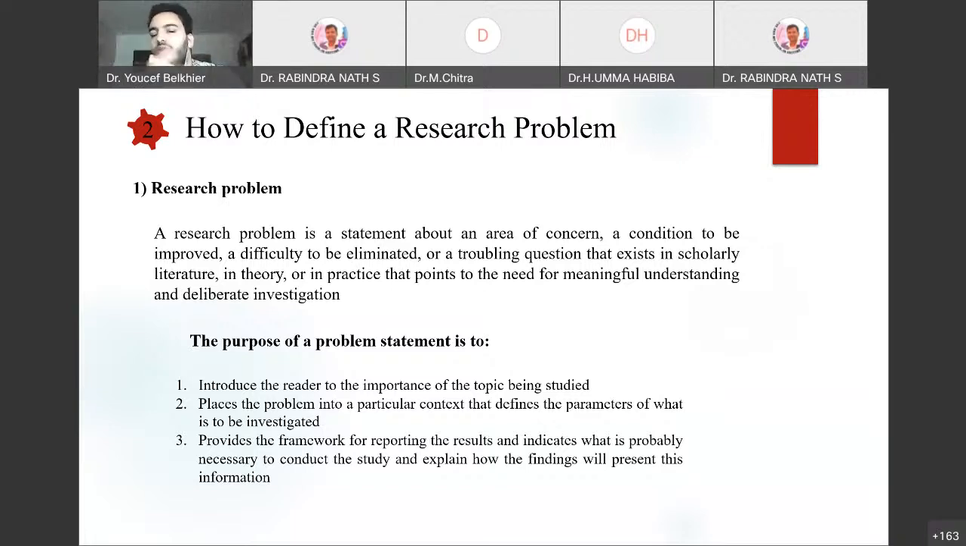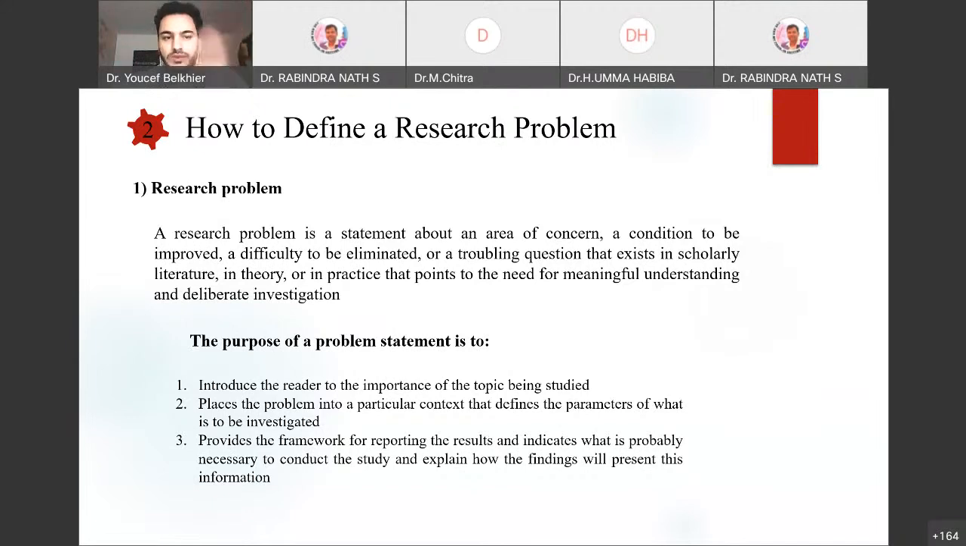Except that you cannot work on something which is not real or which is not realizable, or something which exists already. We'll discuss that later, which is another important step to define the research problem.